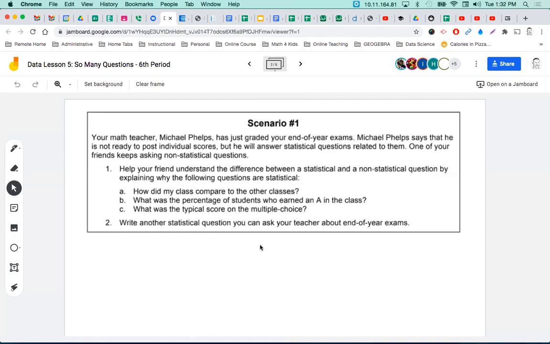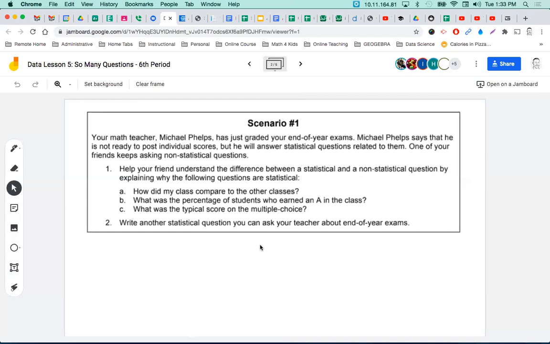B, what was the percentage of students who earned an A in the class? I like that question because it narrows down. It tells you what percentage of the class did really well. And if it's a high number, that probably means the people that didn't earn an A probably got a grade closer to that A. If a very small percentage of students got an A, then I might be a little more worried that the grades were lower. But you have to look at all the students who got an A, who didn't get an A, so you can get a percentage. C, what was the typical score on the multiple choice?